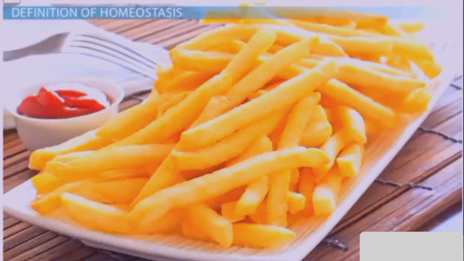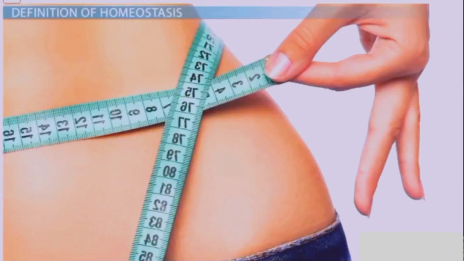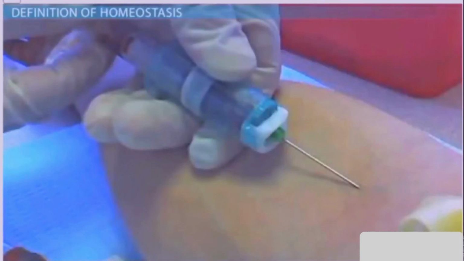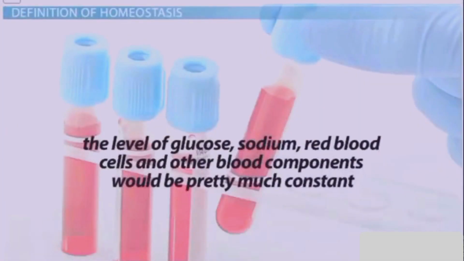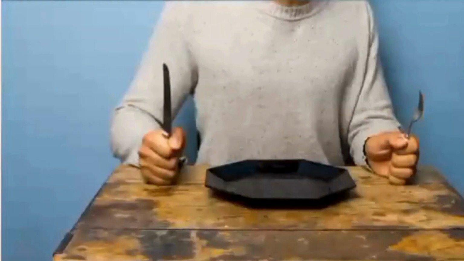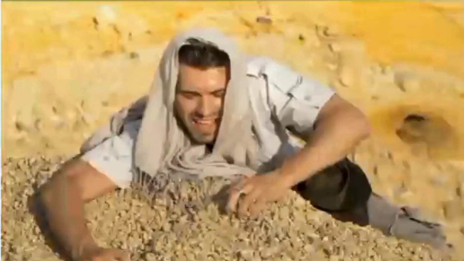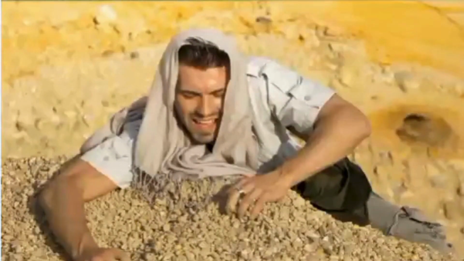When we eat, sweat, drink, dance, eat some more, eat salty fries, and yet our body composition remains fairly constant. If your blood sample is taken at 10 different times within the month, the level of glucose, sodium, red blood cells, and other blood components would be pretty much constant, regardless of what you eat, even if you were fasting. No matter how much water you drink, your body doesn't swell up like a balloon, and it doesn't shrink if you drink less water either.